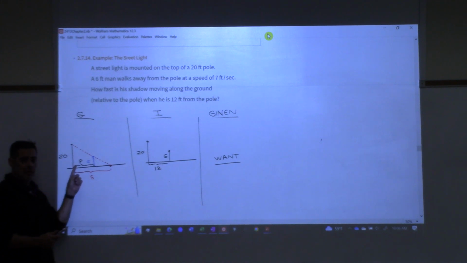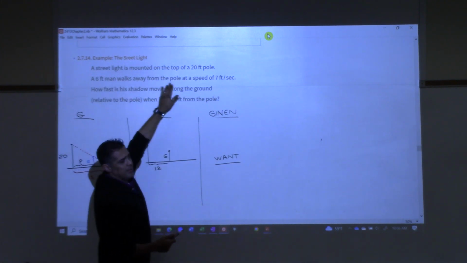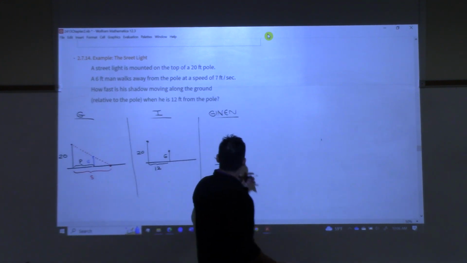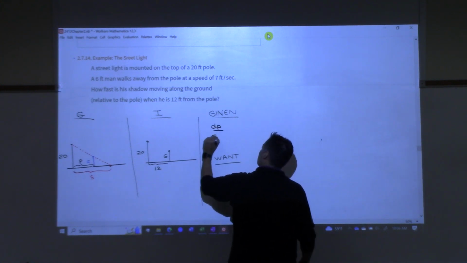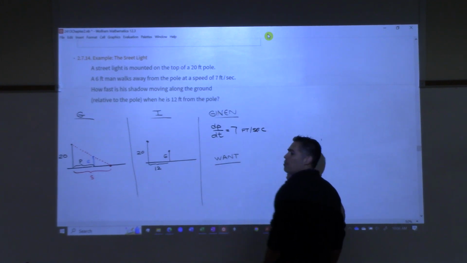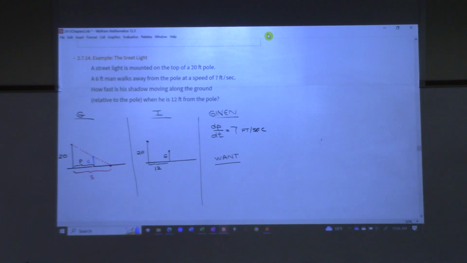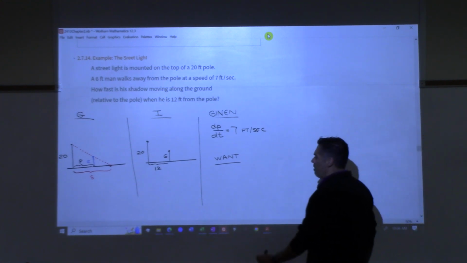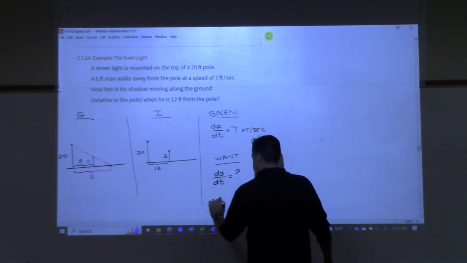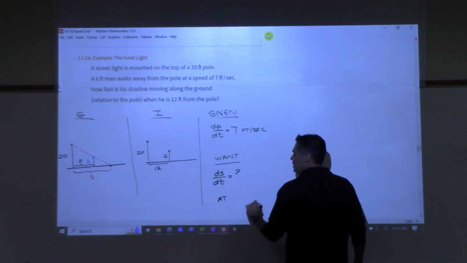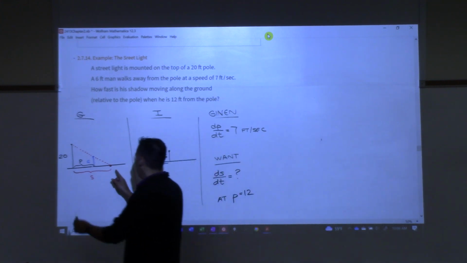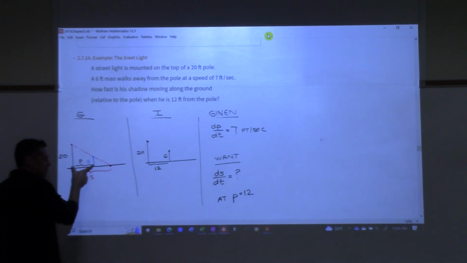P, right? So the speed of the man is actually this distance right here changing, and it's growing, isn't it? P is growing. So dp/dt is 7 feet per second. What do we want? ds/dt, exactly. We want to know how fast that shadow's moving. ds/dt at, good? At what's 12? At p is 12. Good. We want to know how fast s is growing at exactly the moment that p, that distance, is 12.